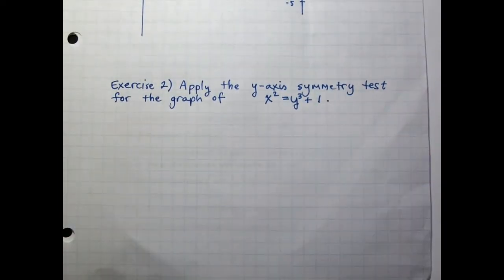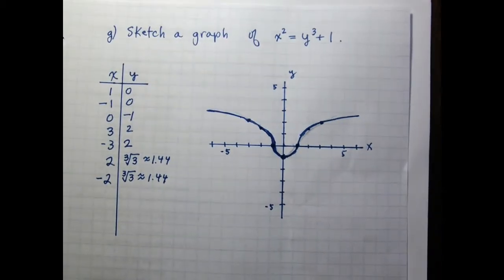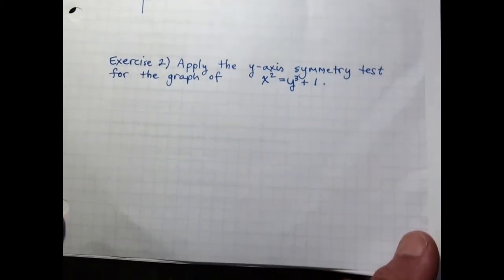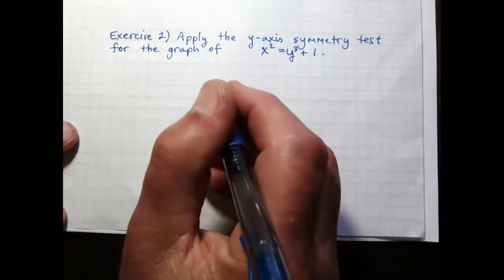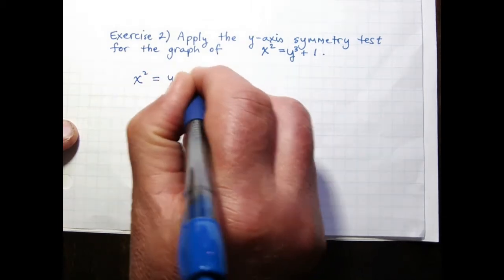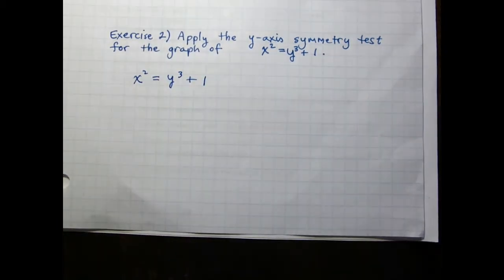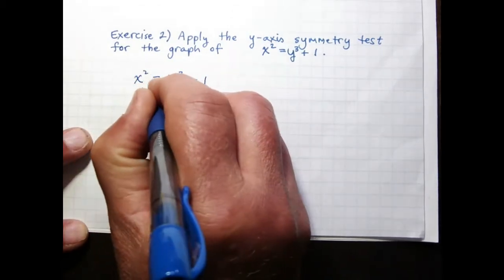So let's go ahead and do exercise 2. We're working with the same equation, still x squared equals y cubed plus 1. And now we know this equation has y-axis symmetry, at least we strongly suspect it does, so this test should work. The test is really more useful when you don't know what the graph looks like for an equation, and so this helps us understand where we're headed when we're plotting points. So let's go ahead and apply the test where we replace x with minus x.